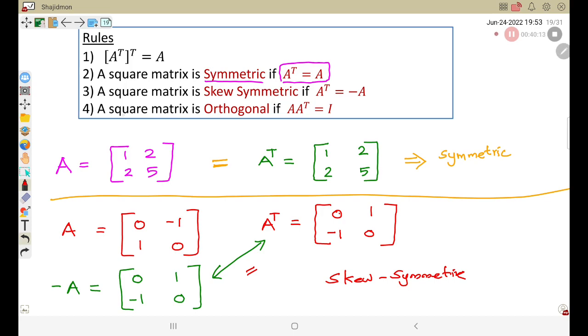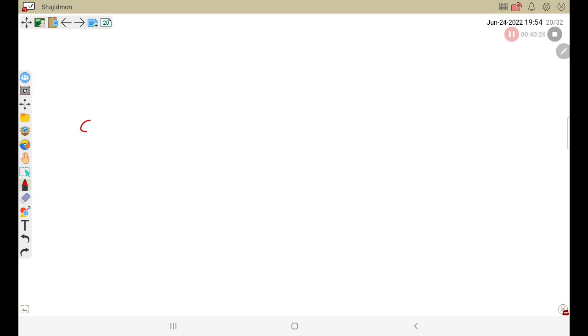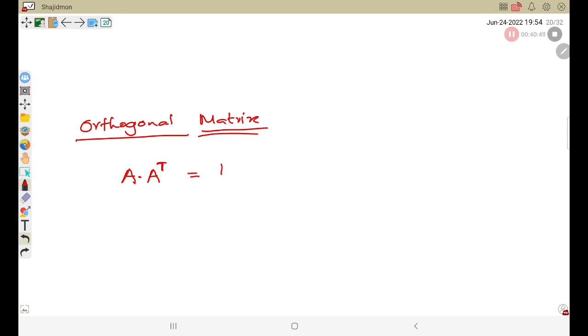Now the fourth one, a square matrix is said to be orthogonal when we multiply A and A transpose and the answer should be I. What is the meaning of I? Identity matrix. Careful, orthogonal matrix means when we multiply A matrix and A transpose matrix, you know how to multiply two matrices, we discussed it just before, the answer should be I matrix. I means identity matrix. Careful, it is not one, it is the identity matrix.